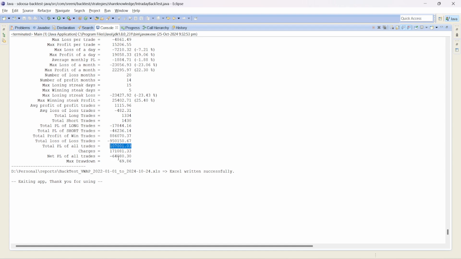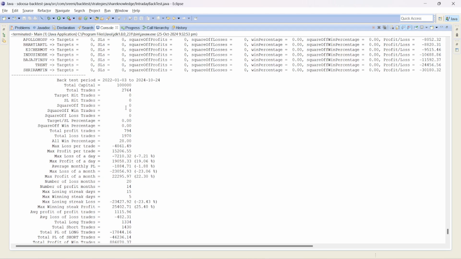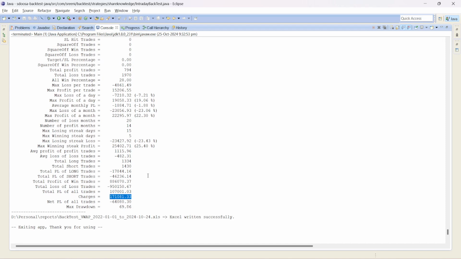And if you look at the charges, 1,71,000, which resulted in a minus 64,000 loss, which is a 64% loss during all these 3 years. Of course, it went up to a 70% drawdown. So this is the reality. The reason the charges are very high is that the number of trades is too many, 2,700. The more trades you have, the more charges you will be paying to the broker and exchanges. So what do you decide?